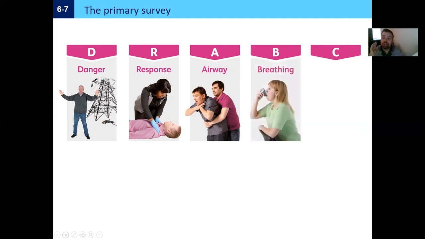Breathing. We're going to look, listen, and feel for breathing. So we're going to look for the rise and fall of the chest. So our eyes go down the chest and our ears go to their mouth. So we're listening, we're looking down the chest for the rise and fall, and we're feeling for breath on our face and on our hands.